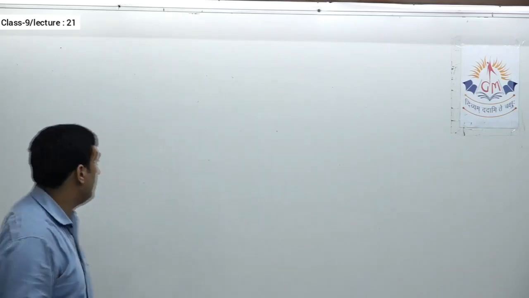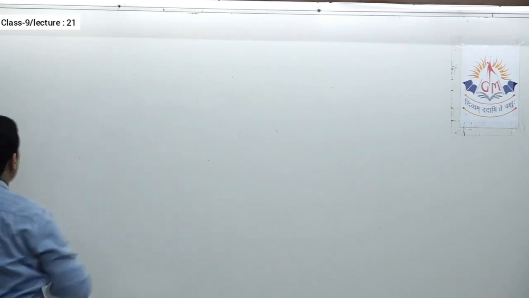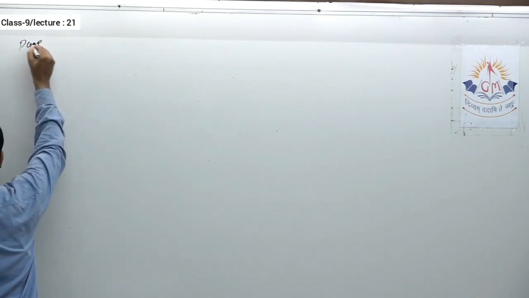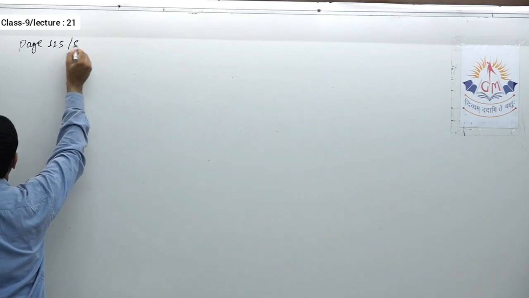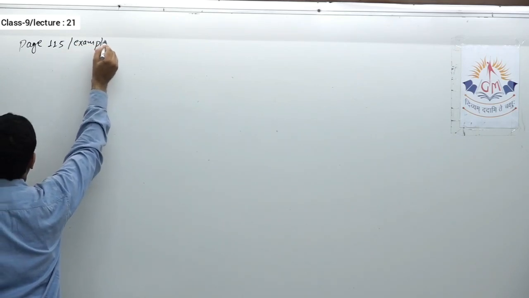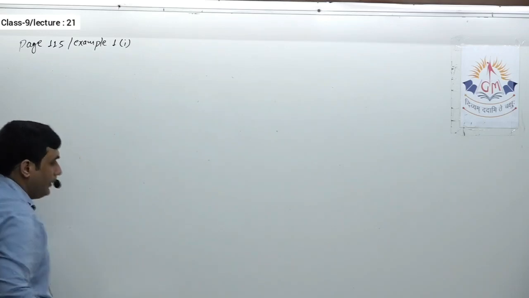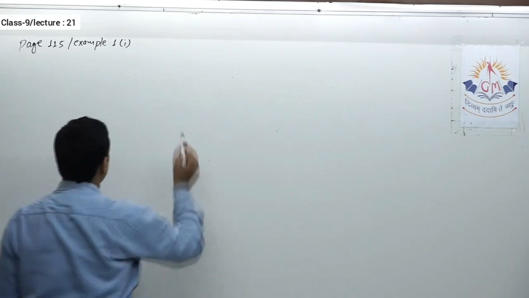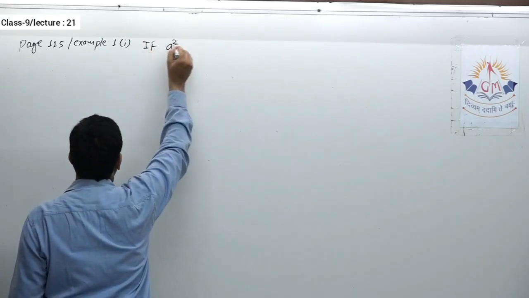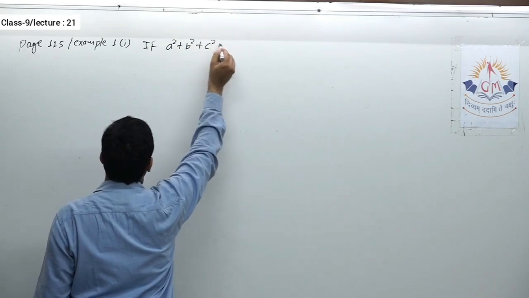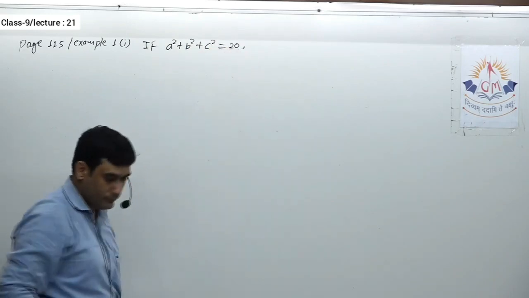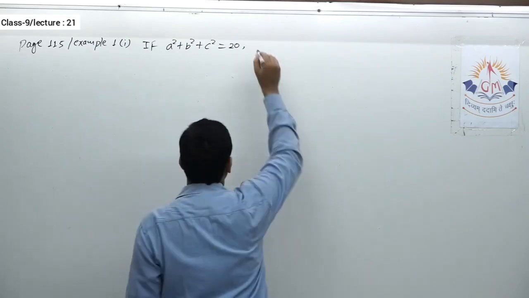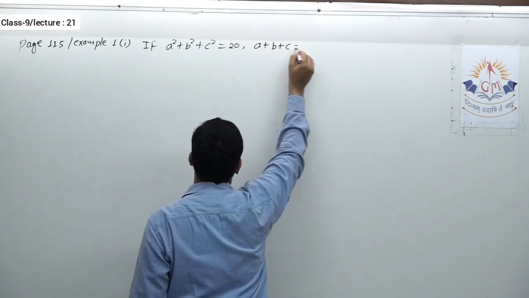Okay, so the very first question that I am taking is from the example on page number 115, example 1, its first part. It is given that a square plus b square plus c square is equal to 20, and a plus b plus c is equal to 0.